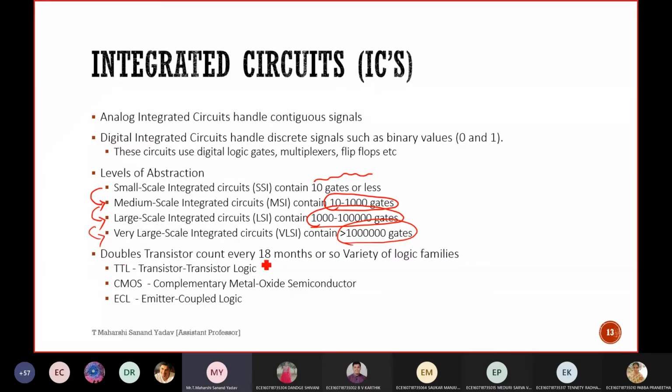See, this is called as Moore's law. For every 18 months, the transistor count is getting doubled. Why it is getting doubled means because the size of the transistor is getting reduced. Next, these are some of the logic families, which is TTL, transistor transistor logic, CMOS, complementary metal oxide semiconductor, and next one is ECL, emitter coupled logic.